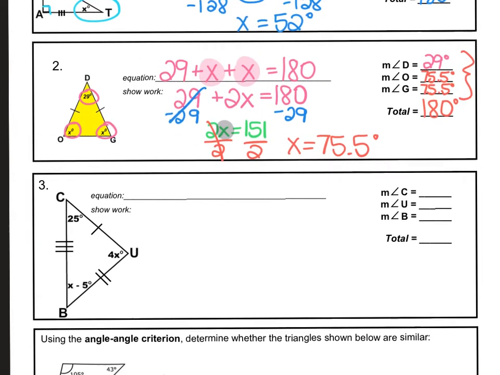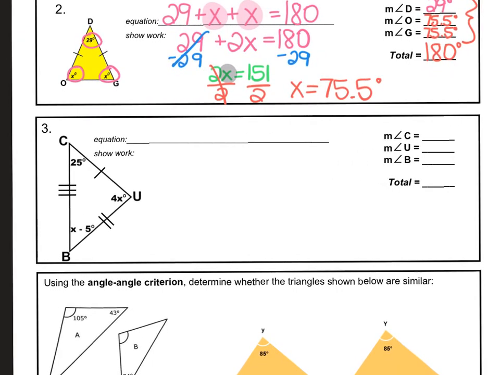All right, so let's move on to this one. We can see it might be a little more going on in this one. So we do know that C right here is 25 degrees. So I'm going to go ahead and write that. But if you look now at U and B, they're not just X. U is 4X and B is X minus 5. We do still know that all of these should add up to 180 degrees. So I'm going to start with C. That's 25 plus U, which is 4X, plus B, which is X minus 5. And again, all of that has to equal 180 degrees.